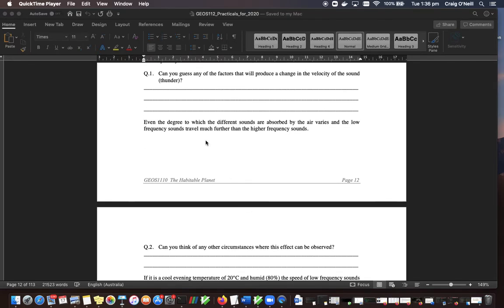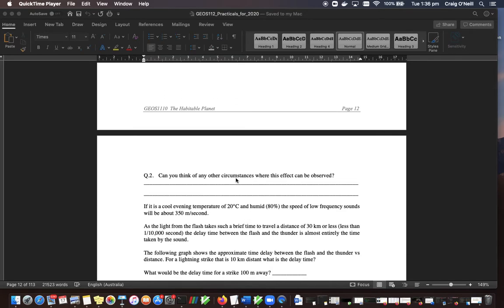The other thing worth talking about is the degree to which different sounds are absorbed in the air. If you hear a thunderclap right overhead, it's a very sharp, dramatic sound. Thunder much further away sounds like a dull, low-frequency rumble, and the reason, of course, is that low-frequency sounds travel much further than high-frequency sounds. We ask you to think of other circumstances where this effect can be observed.